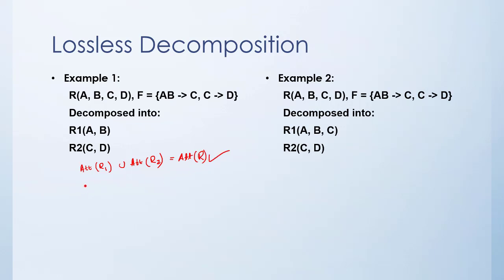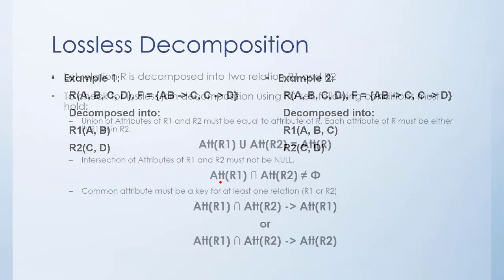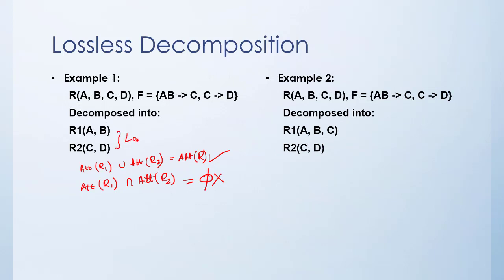Now for the second condition, the attribute of R1 intersection attribute of R2 is a null set because there is no common attribute present in R1 and R2. As the second condition is not satisfied, we can say that the decomposition will be a lossy decomposition. So this is a lossy decomposition.